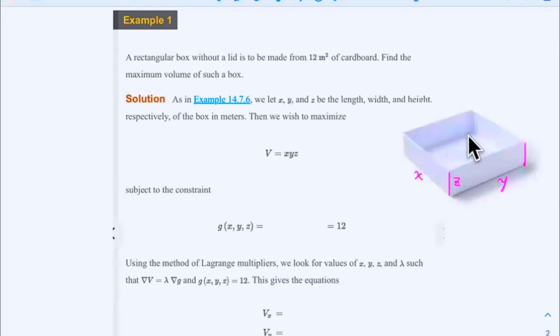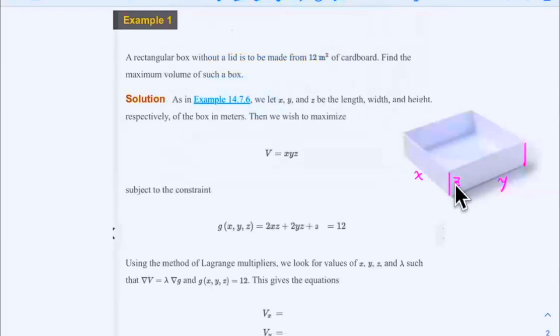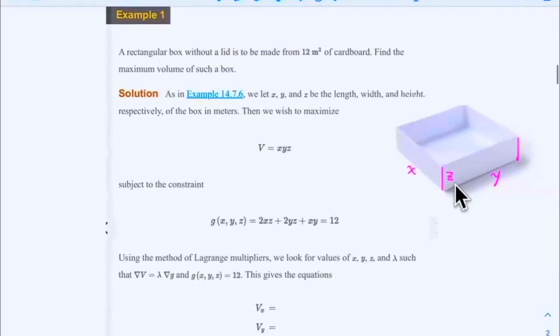Each side will be double except the top, the bottom, right? So how do we write the surface area for this box over here? The outside surface area. Yes, you got it. And that's equal to 12. So you write down the function that you try to optimize, and you also write down the constraint.